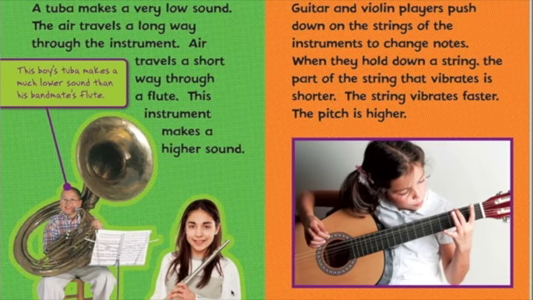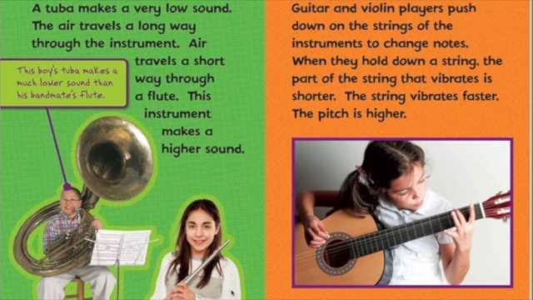A tuba makes a very low sound. The air travels a long way through the instrument. Air travels a short way through a flute. This instrument makes a higher sound. This boy's tuba makes a much lower sound than his bandmate's flute.